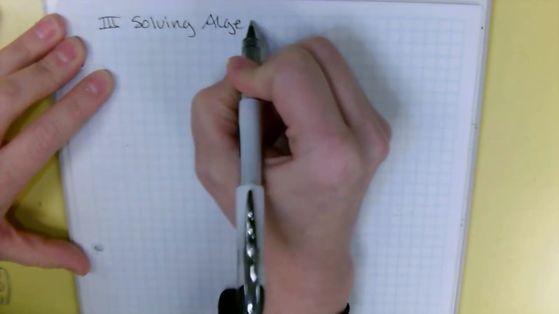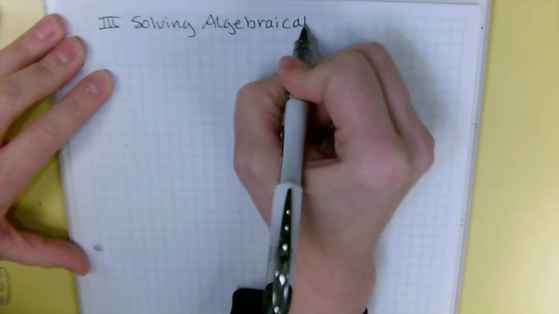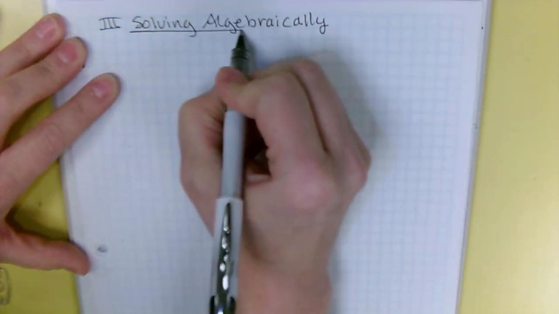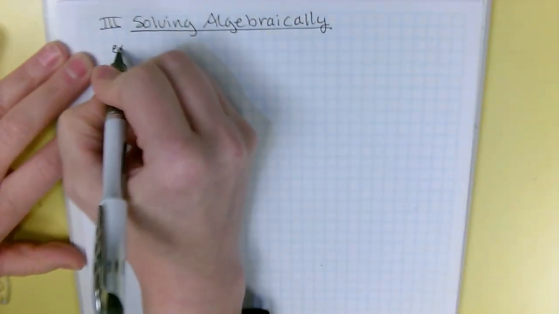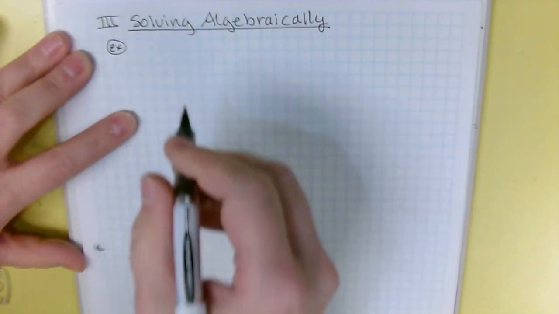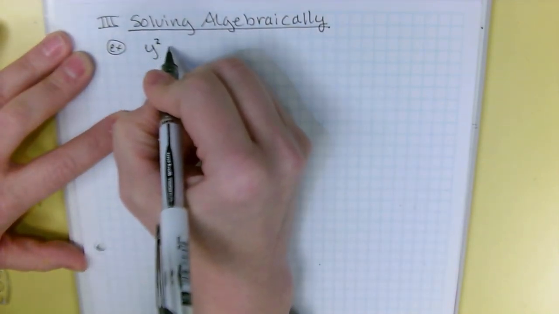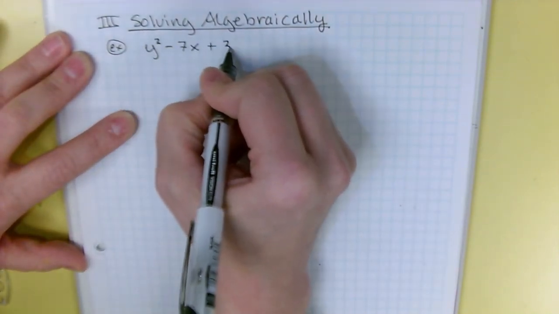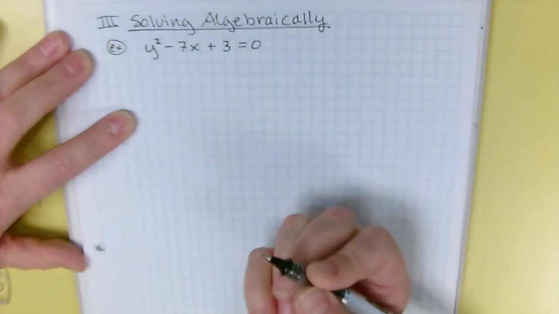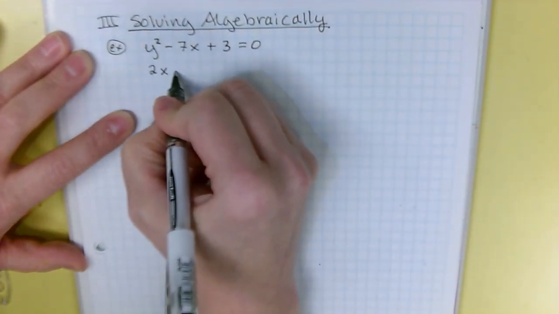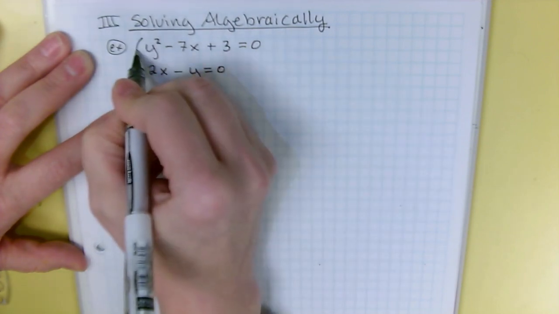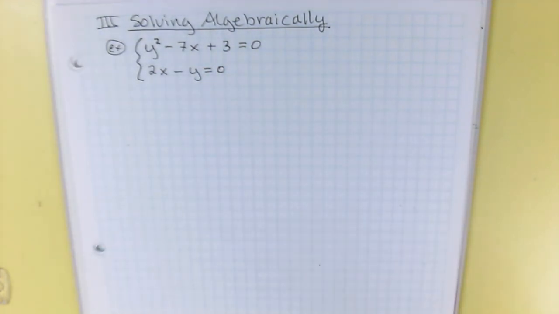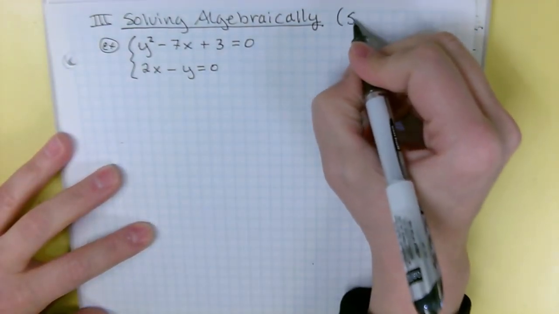Solving algebraically. The example we're going to do is y squared minus 7x plus 3 equals 0. That's your parabola. And then 2x minus y equals 0. When you have to solve a system where the equations don't line up with each other, they're not the same shape, you're really kind of stuck with substitution method.